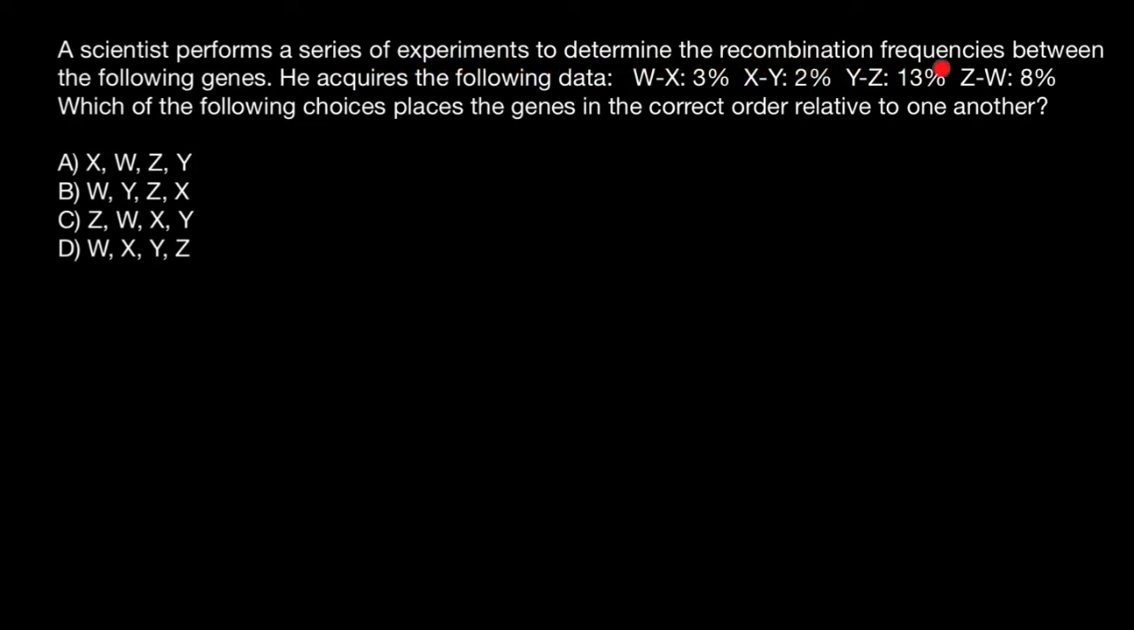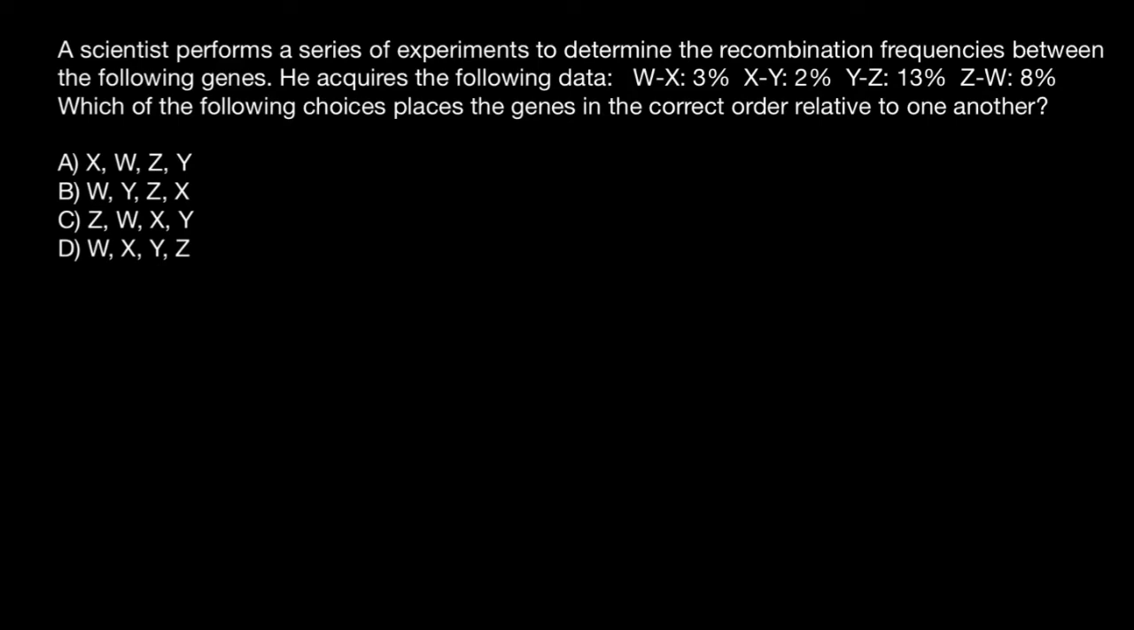A scientist performs a series of experiments to determine the recombination frequencies between the following genes. He acquires the following data: WX 3% recombination frequency, XY 2%, YZ 13%, ZW 8%. Which of the following choices place the genes in the correct order relative to one another? And here are the variants to choose from.